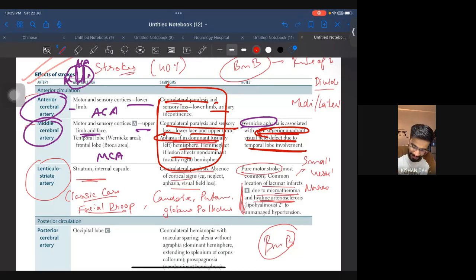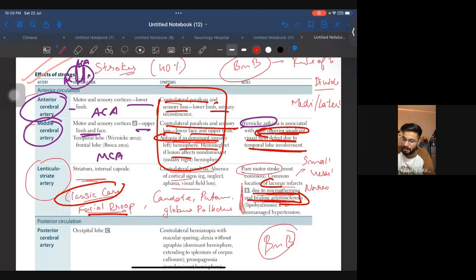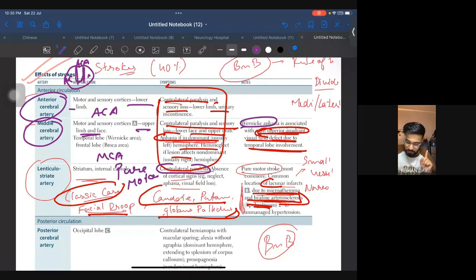moving to lenticulostriate artery. I have written here, I have explained to someone before. तो classic case आपको ये देंगे, facial रूप, and there will be this lacunar infarct due to microatheroma and hyaline arteriosclerosis, lipohyalinosis. Okay, and along with that, they can give you the problem in caudate, putamen, globus pallidus. All right. Now, one important thing over here: contralateral paralysis. It is a pure motor stroke.